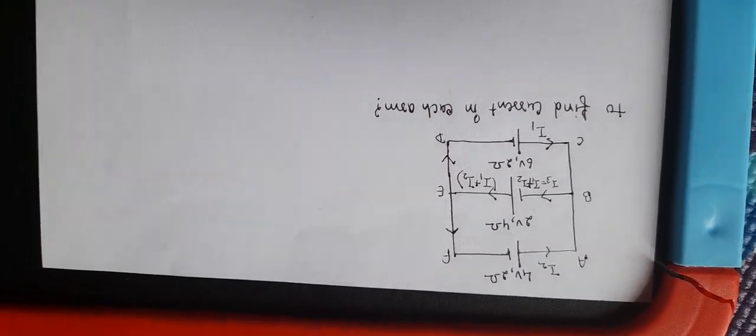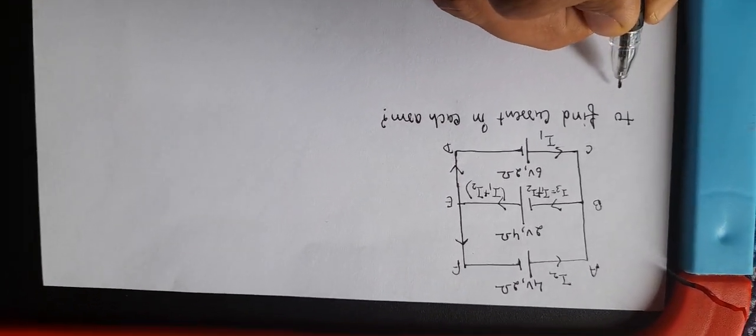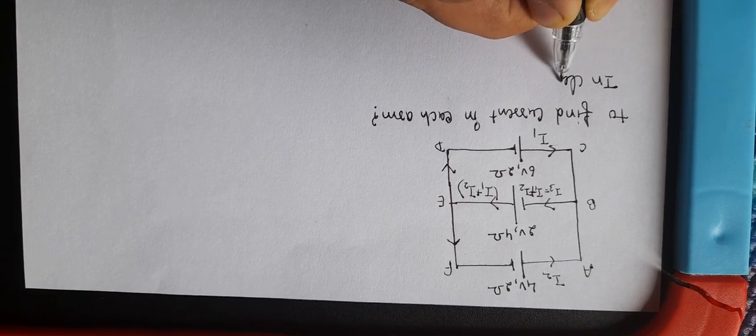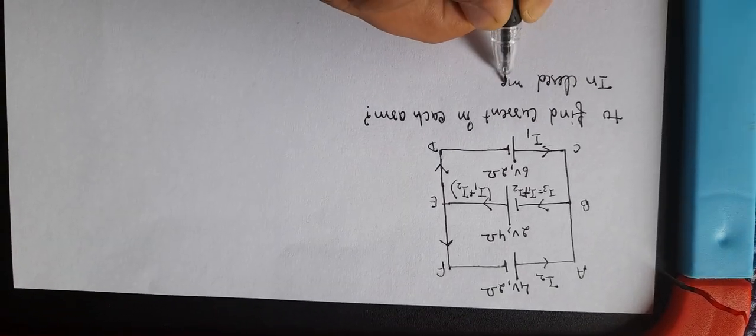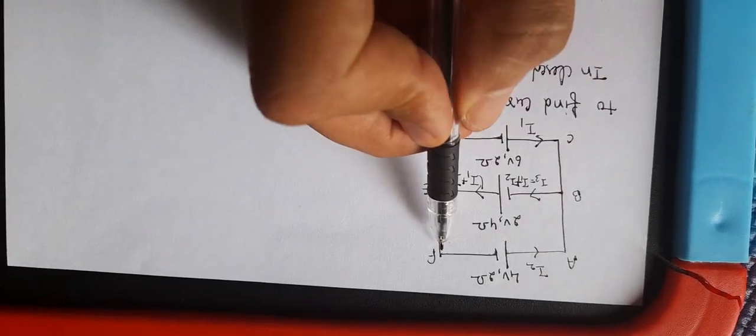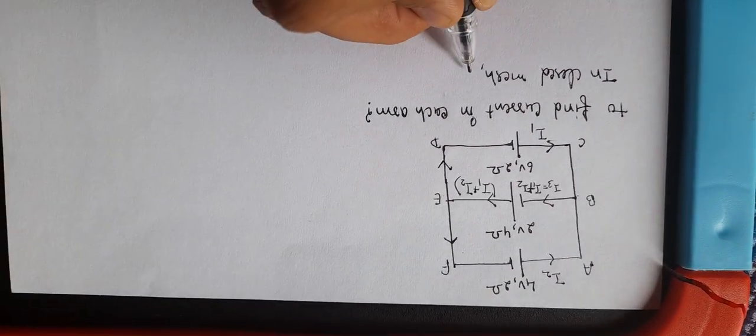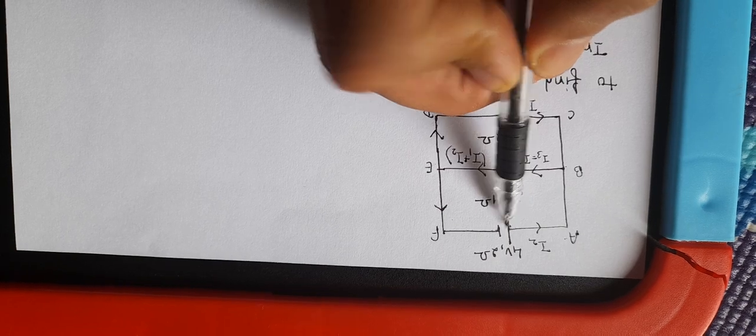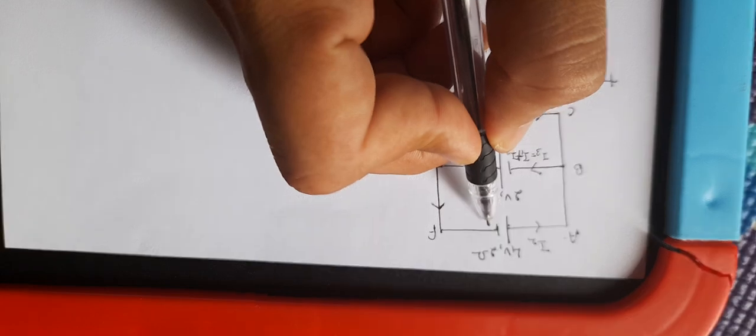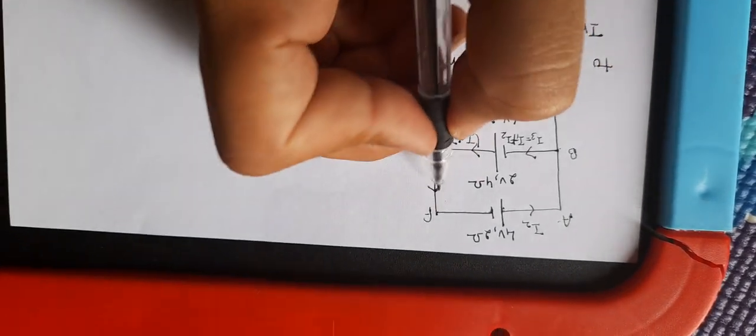Now let us take a loop and try to find out the answer. So in a closed mesh, which mesh can I take? That is A, F, E, B, A. Starting from A, then F, then E, then B, then A. From A to F, first thing is the positive terminal of the battery, then we mark this as minus 4 volt. Then again we have a resistance. Current is moving in this direction, I am traveling against the current, so that is plus 2 times whatever current is. This current is I2, so 2 times I2.